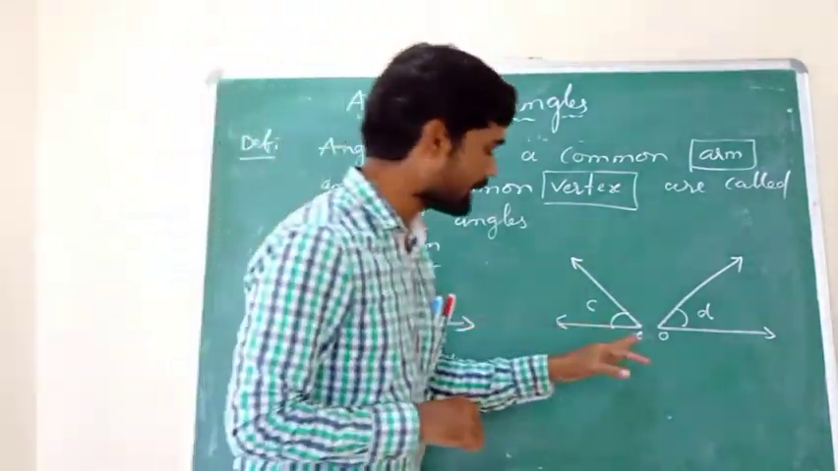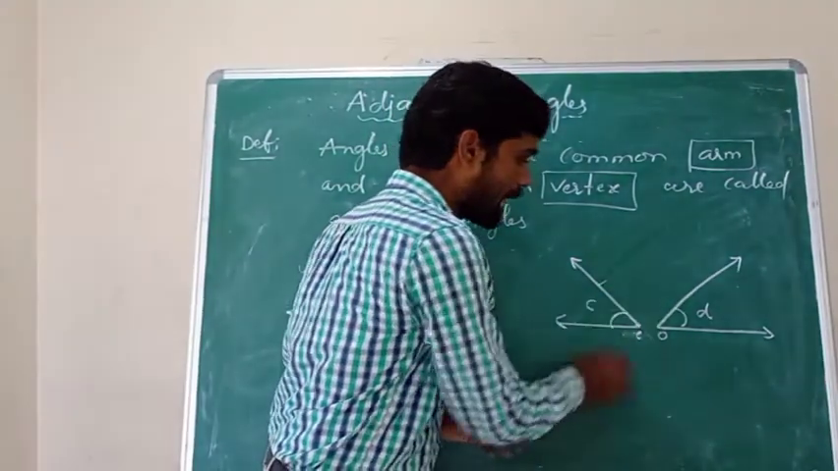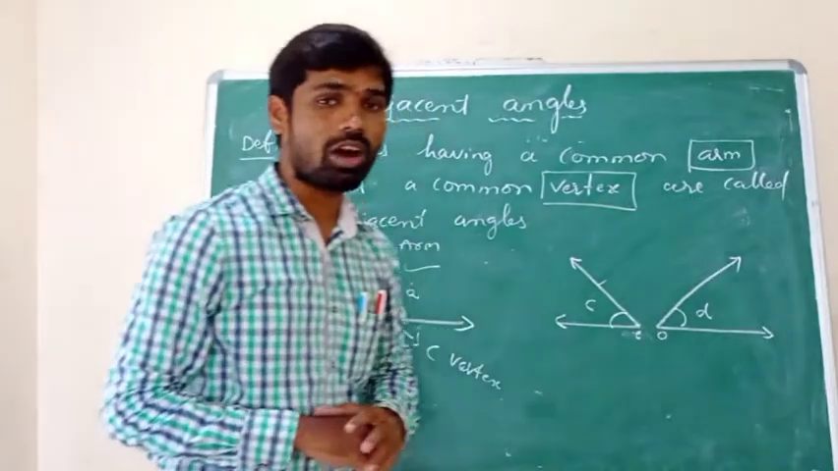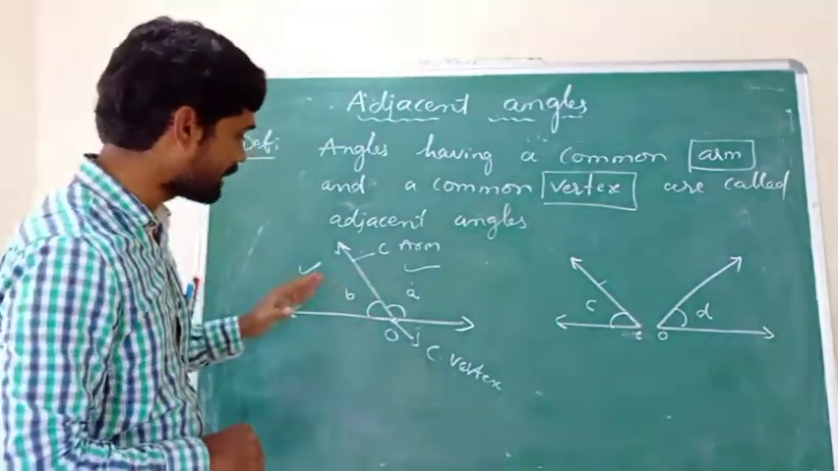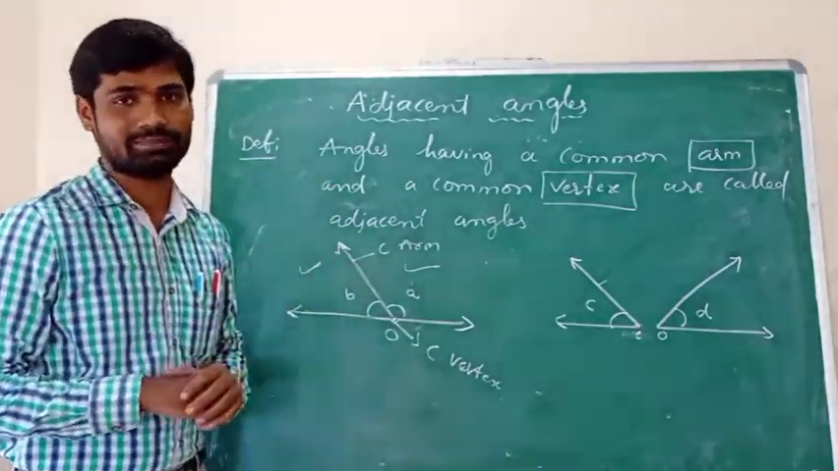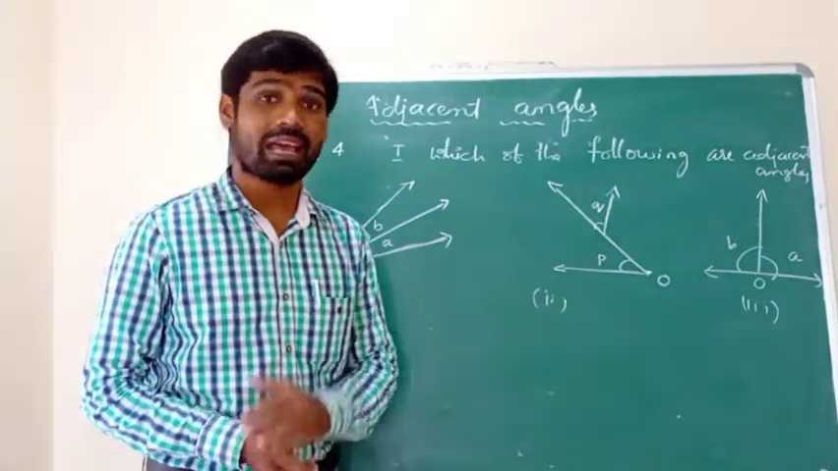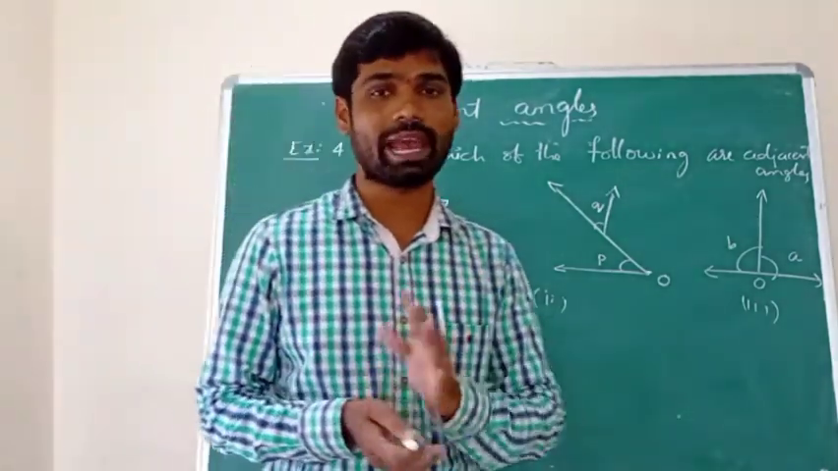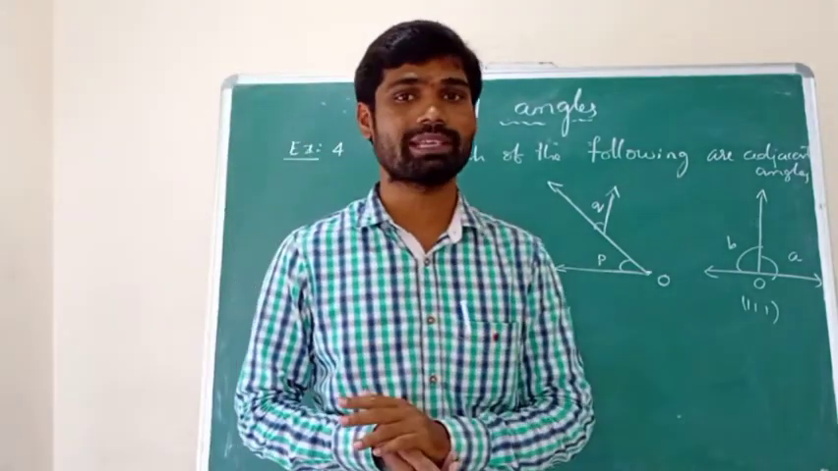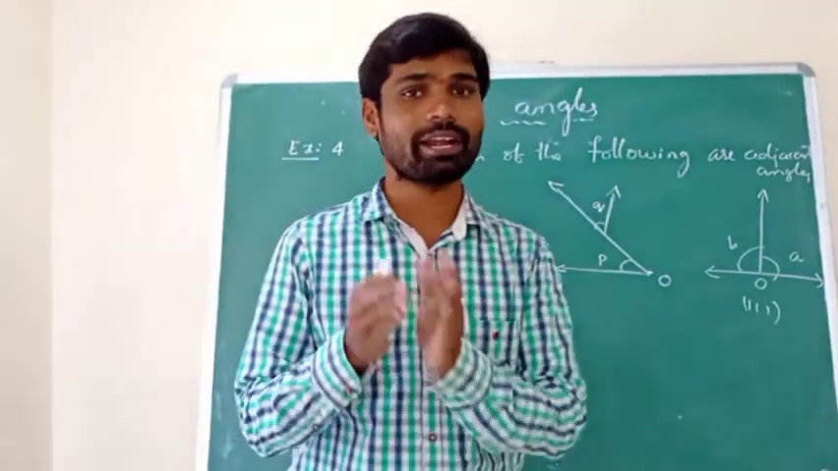See one more example here, angle C and angle D. Their arms are different and vertices are also different. So C and D are not adjacent angles, but A and B are adjacent angles. Which of the following are adjacent angles? Adjacent means both angles should have a common arm and common vertex, then we can call them adjacent angles. Let us see whether they have a common arm and vertex.